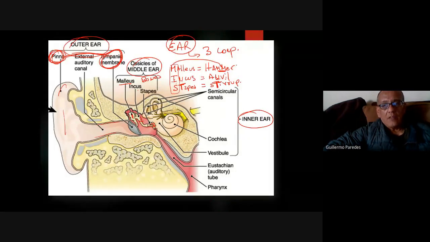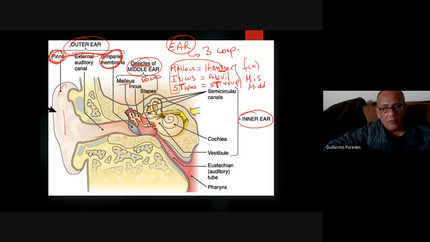Okay? What is the function of these ossicles? Remember, ossicles are these three bones. Middle ear: malleus, incus, stapes. Now, what is the function of the ossicles? The function of the ossicles is to amplify the sound wave, amplified 20 times.